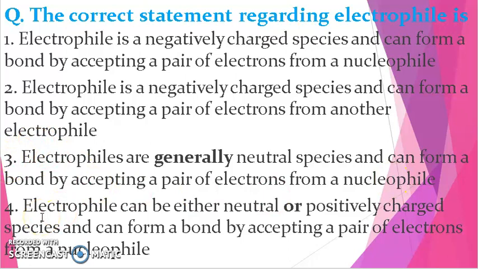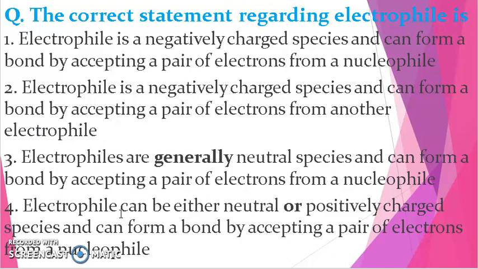What about the fourth option? The electrophile can be either neutral or positively charged. So this is correct, no? Whether it is neutral or positively charged, both are correct, and the species can form a bond by accepting a pair of electrons from the nucleophile. The electrophile always wants electrons to reach the octet state. Always they want to become stable.